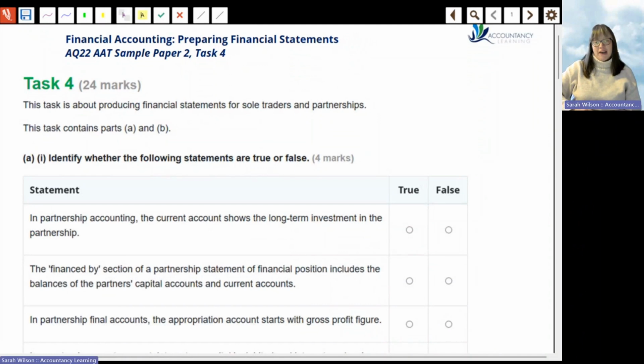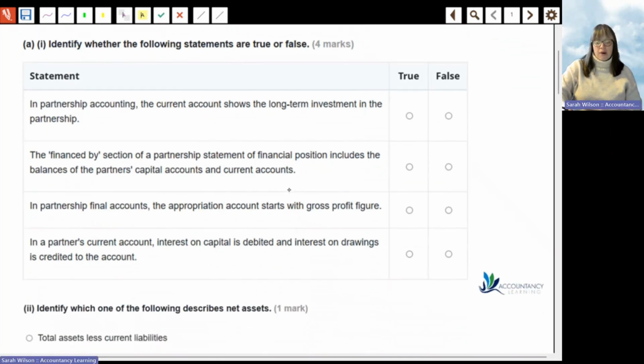I'm Sarah, a tutor here at Accountancy Learning, and in this video I'll take you through the AAT Level 3 Financial Accounts Sample Paper 2 Task 4. So Task 4 is about producing financial statements for sole traders and partnerships. The first part wants us to do some true-false questions.